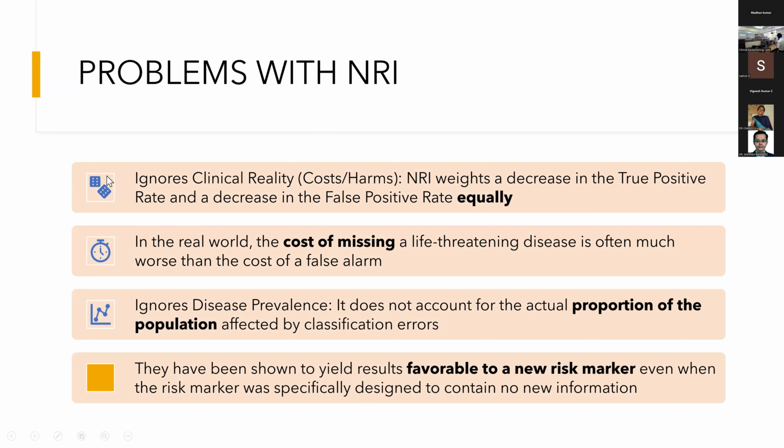So is net reclassification index the best index to assess discrimination? Not really, because there are some flaws associated with net reclassification index. The first thing is that the net reclassification index gives an equal value to both true positive rate as well as the false positive rate. And in the second thing, the cost associated with the test is not taken into account. And the third thing is that the proportion of population who actually have the outcome is not actually taken into account in the formula. And many times it has been shown that it usually yields a positive result in favor of the new risk marker, even when the risk marker was specifically designed to contain no new information as compared to the pre-existing marker.